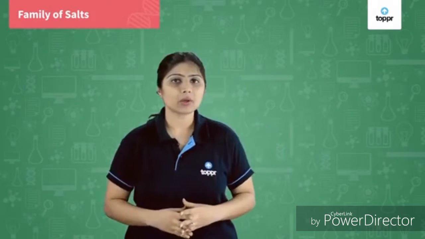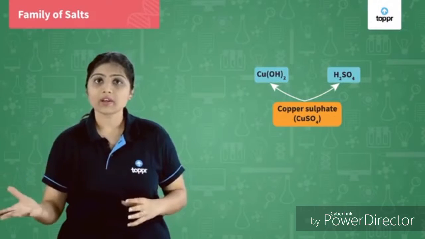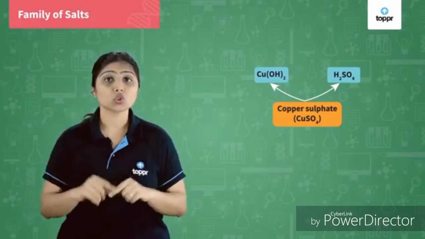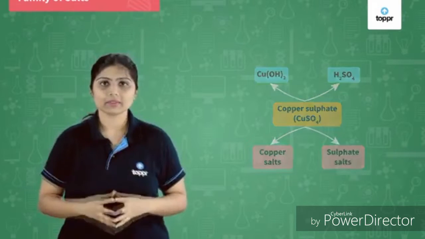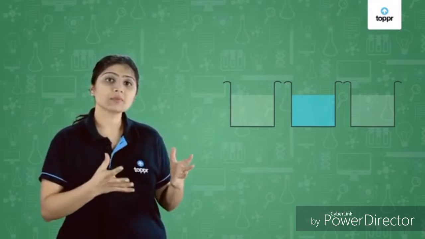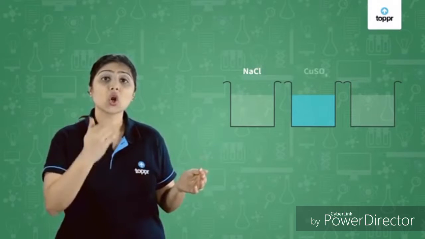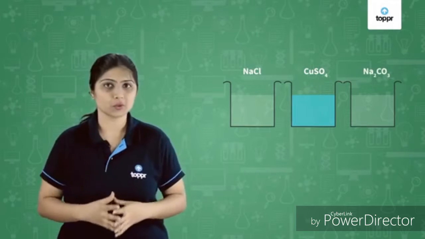Similarly, if we take the example of copper sulfate, copper sulfate comes from copper hydroxide and sulfuric acid. It belongs to two families, the copper family and the sulfate family. Now let us take 3 beakers of salt solution. In the first beaker we have sodium chloride solution. The second beaker has copper sulfate solution and the third beaker has sodium carbonate solution.